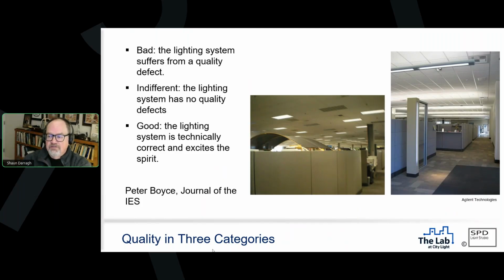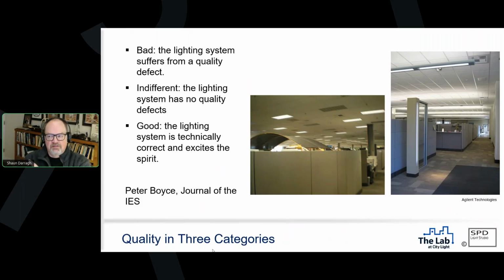Okay, so we have two images here, a before and an after from Agilent Technologies down in California. And the astute observer will note on the left that the engineer who worked in this cubicle has built a tent above their office space, so it basically shields them from the harsh downlight of the 2x4 parabolic light fixtures there. This is what we did on the right, an indirect-direct system with significantly less energy.